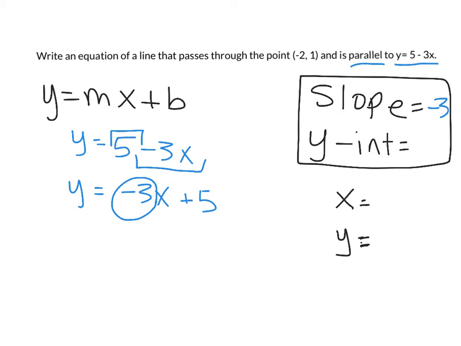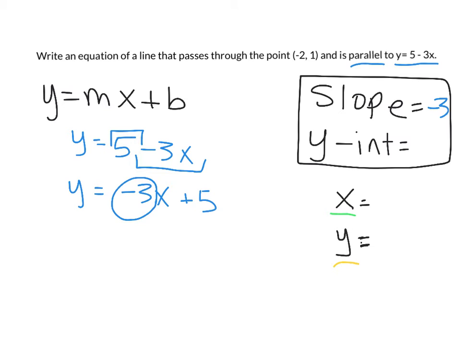So we need to try to solve for our y-intercept. And so now we're going to look back at this equation. Since we only have a slope and we don't have a y-intercept, can we find an x and can we find a y? Well, if we look up, it says that our line passes through the point -2, 1.